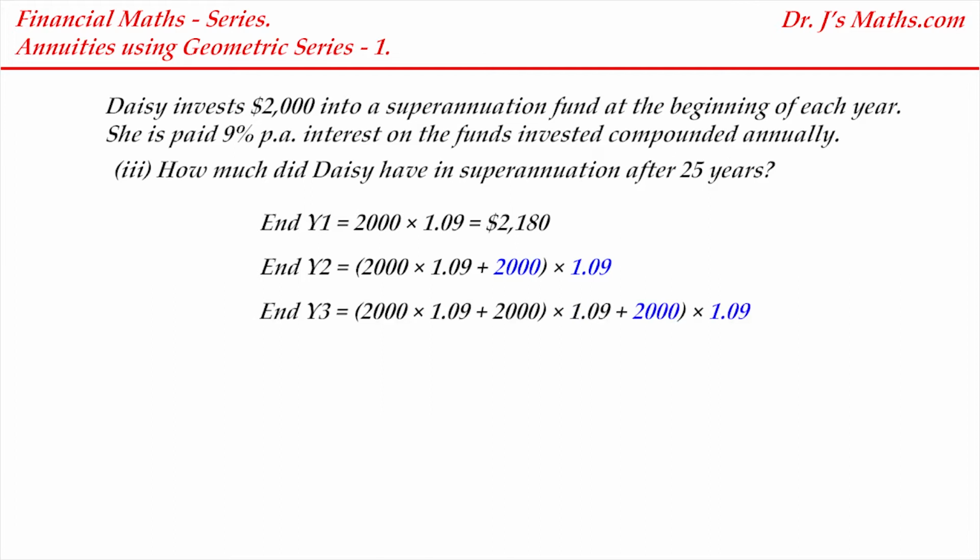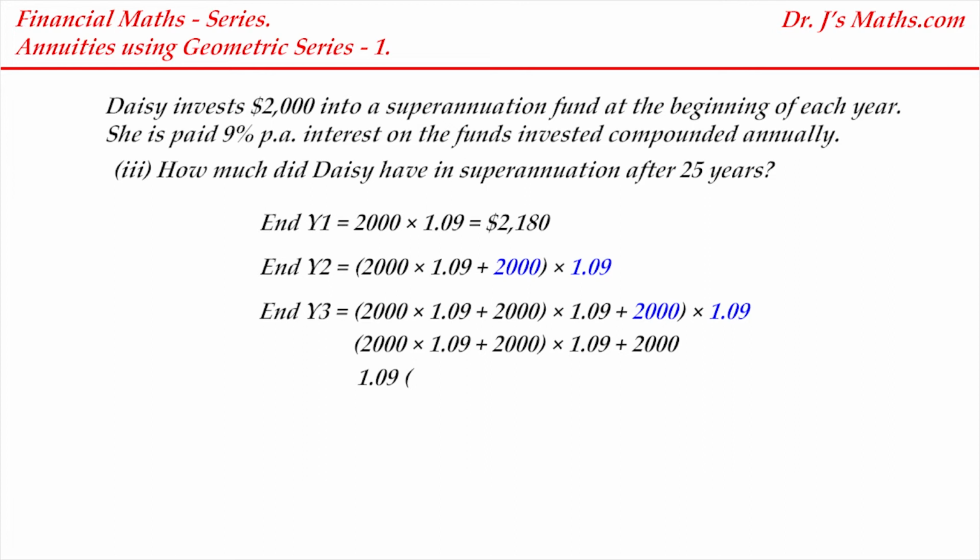Now at the end of year 3, she's again got all of that amount plus another $2,000, and then everything gets multiplied by the 1.09 interest rate again. So I've written that down again so that we can start doing some factorising. The 1.09 is already outside the bracket, so we'll put that down. And we're left with what you can see there.